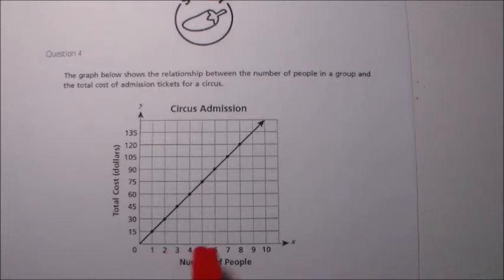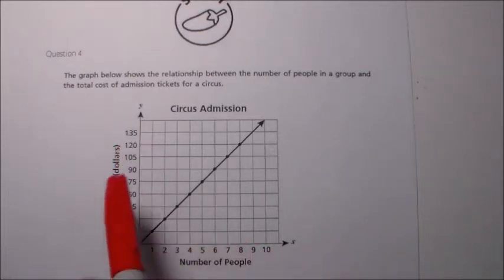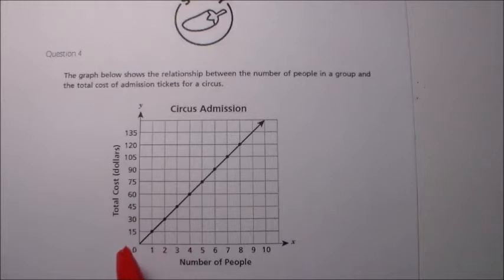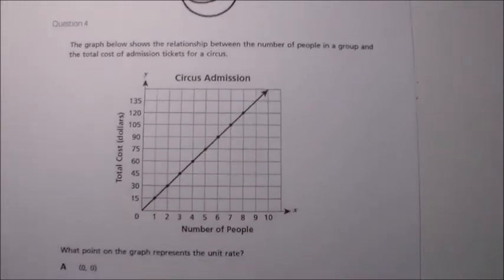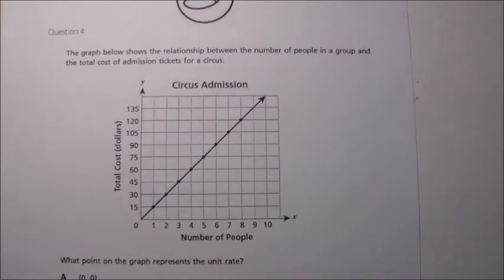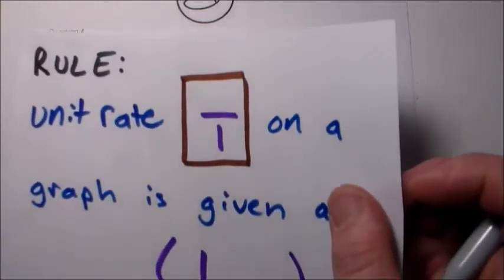So you have the number of people and the cost. Remember, dollars normally go on the y-axis for the circus admission. I hope they had a great time. What is the question? The question says, what point on the graph represents the unit rate? All right, so what do we have here?